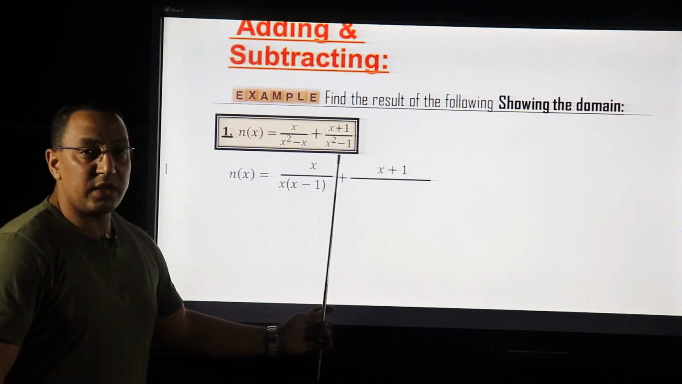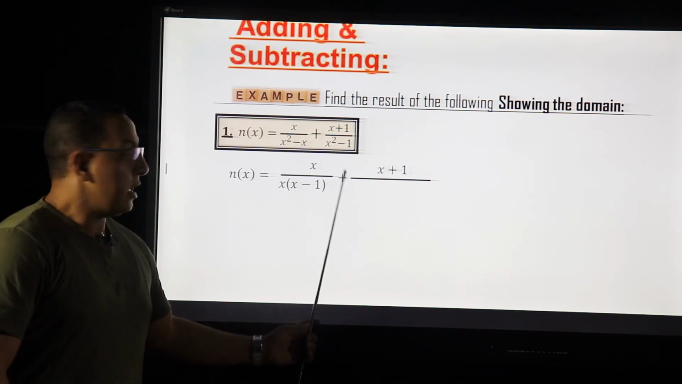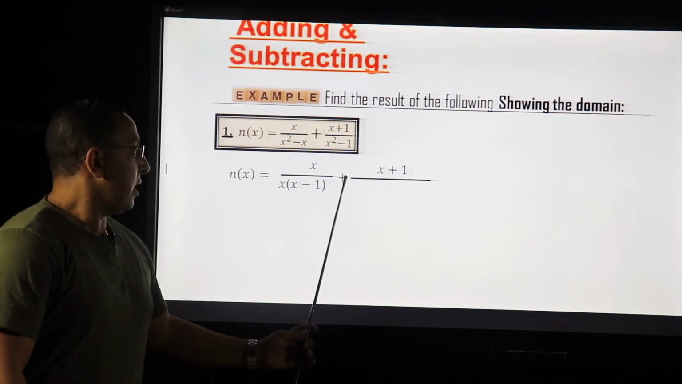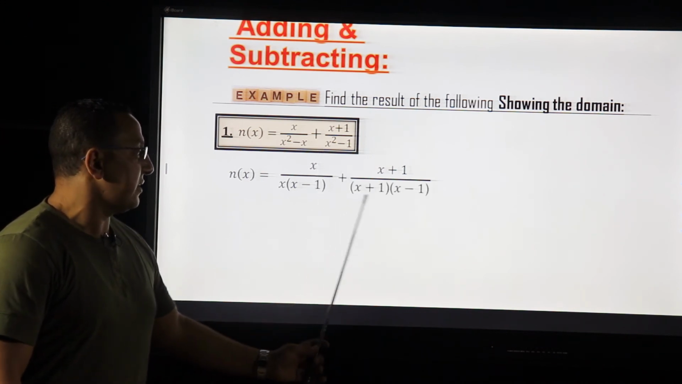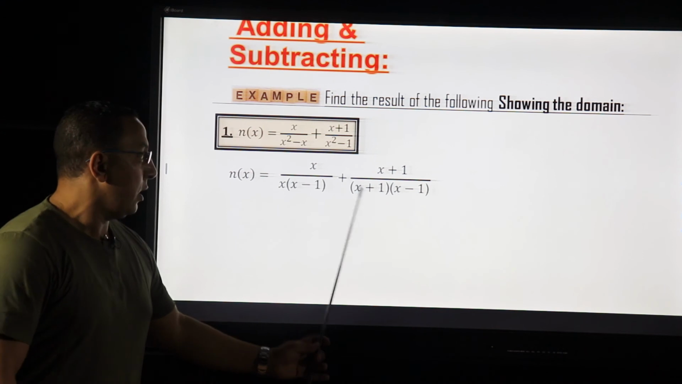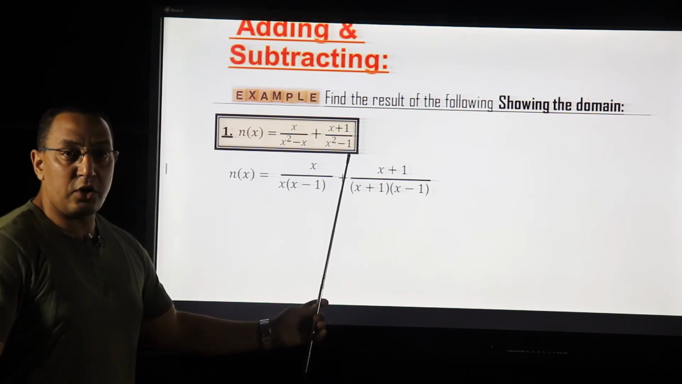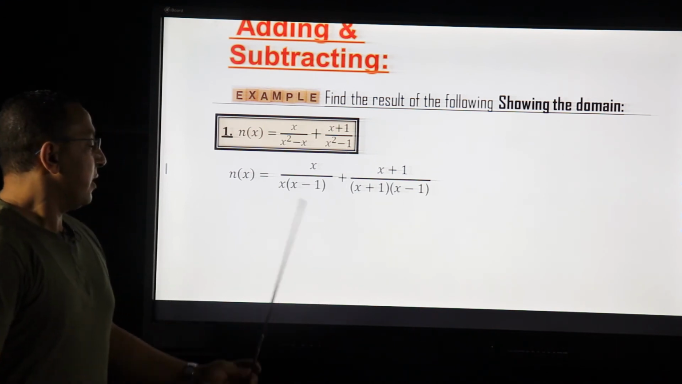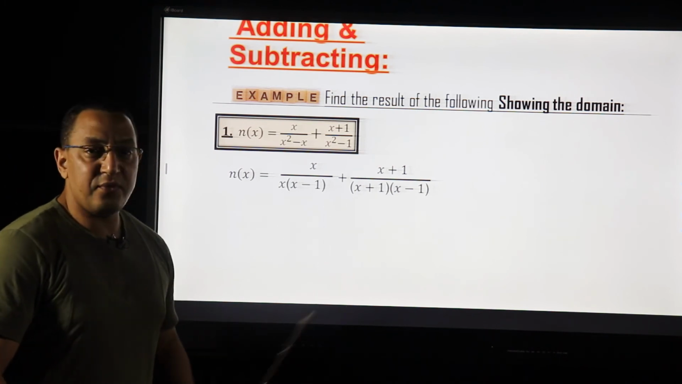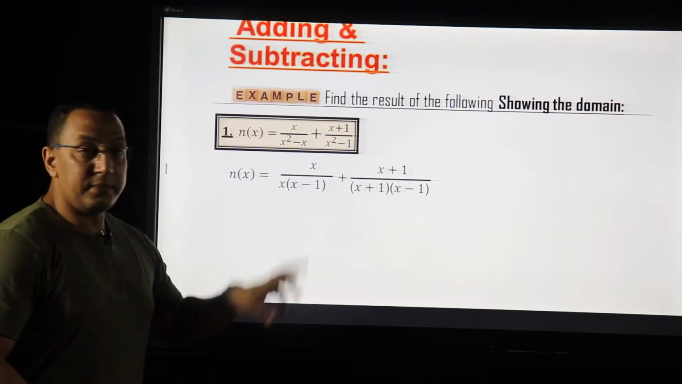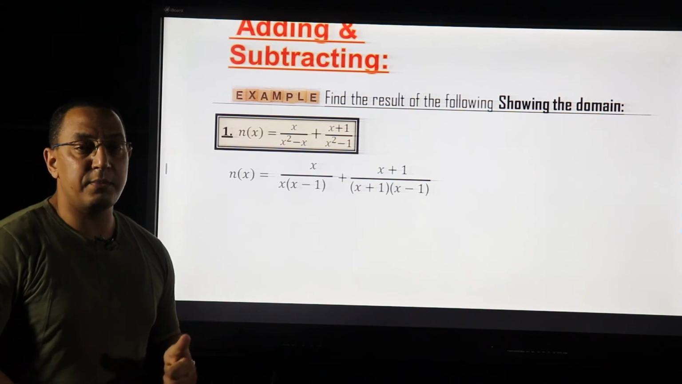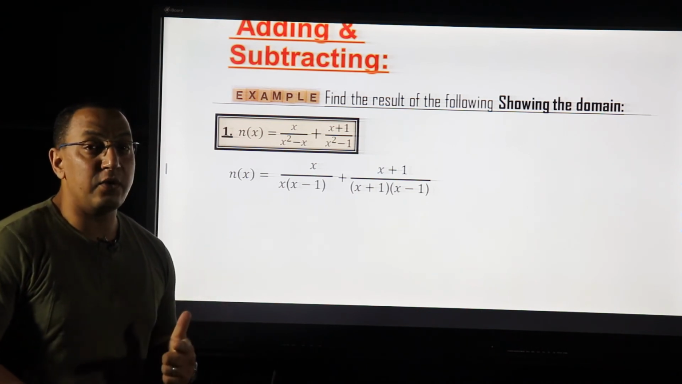X power of 2 minus 1 is the difference between two squares. I'm going to open two brackets, so I'm going to write x and x, negative 1 and positive 1, and the 1 here comes from the square root of 1. So in the first step, I have factorized the four terms of this expression. This is number 1. Number 2, I'm going to take out the domain.